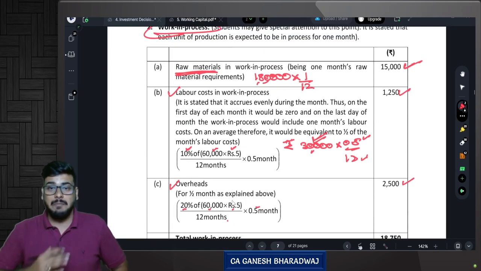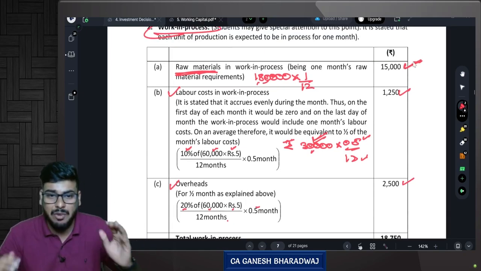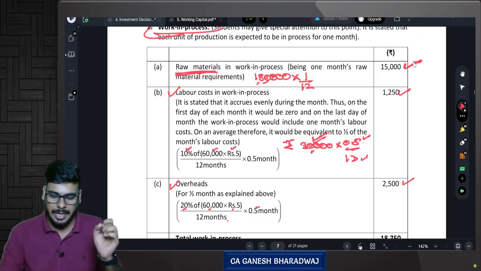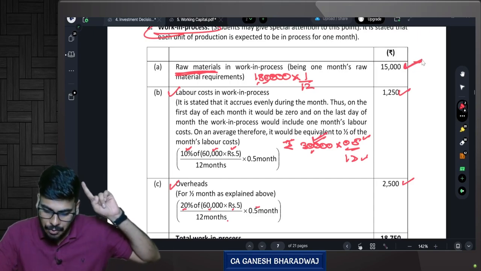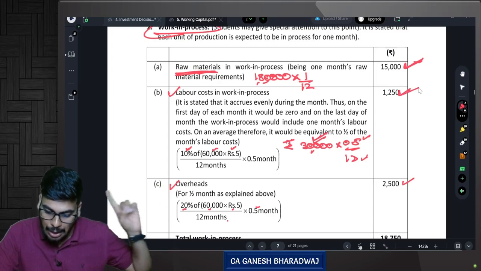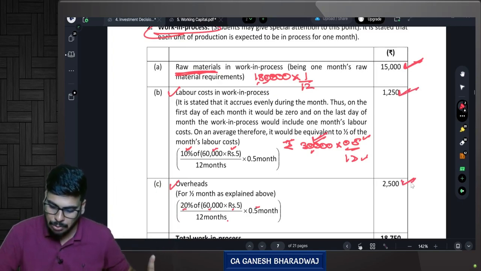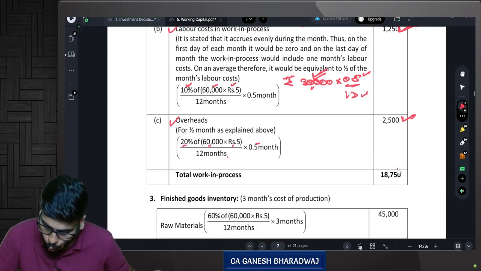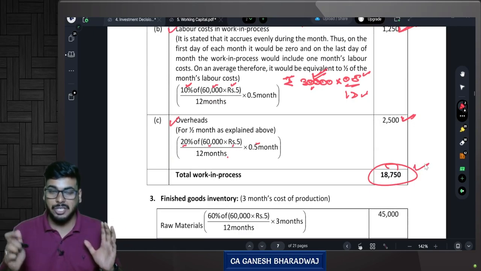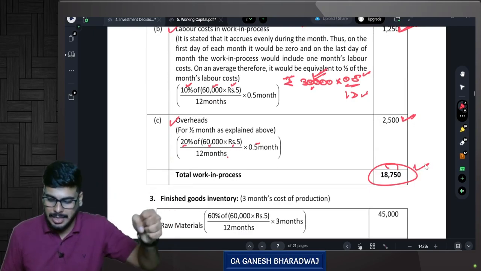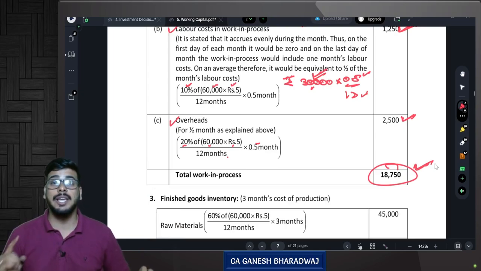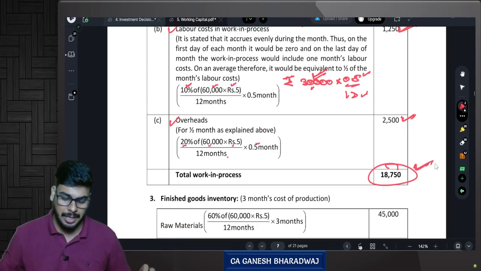So overall, in my WIP stock, in one working capital cycle, it consists of 15,000 rupees worth of raw material, 1250 rupees worth of labor, and 2,500 rupees worth of overheads. Overall, the amount that gets blocked inside your WIP stock is going to be 18,750 rupees. Are you clear with this?